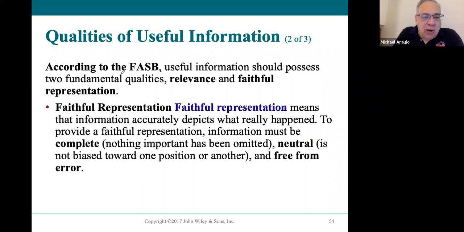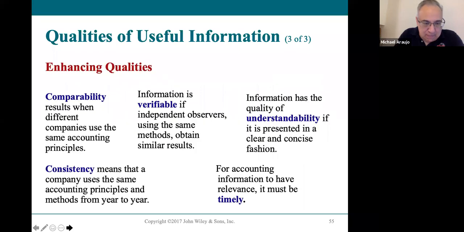Another quality is called faithful representation, which means that the information that you see is what actually happened. Okay, it's true, it's complete, it's neutral. It's not fake info. It's what actually happened. And so when we look at the accounting statements, those should represent what actually happened. They should not be fabricated or twisted in any particular way. Faithful representation. There's a few other what we call enhancing qualities to accounting information that are assumed.